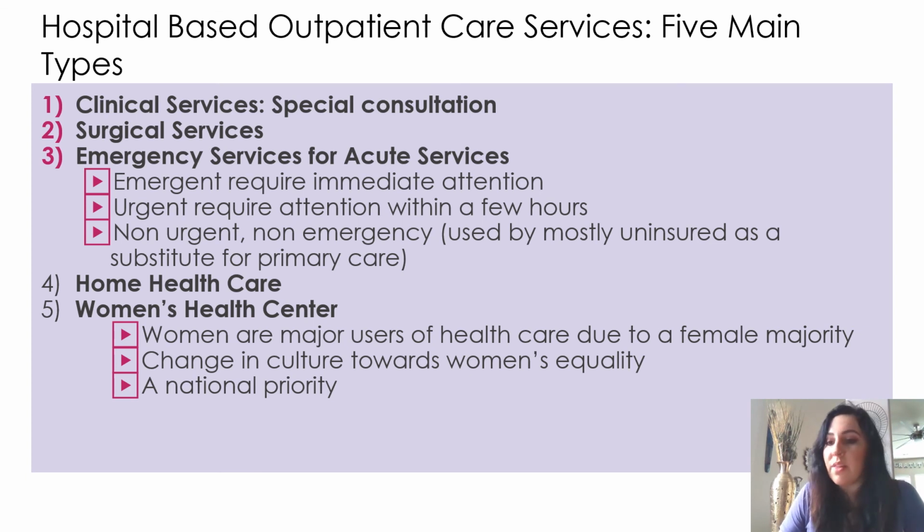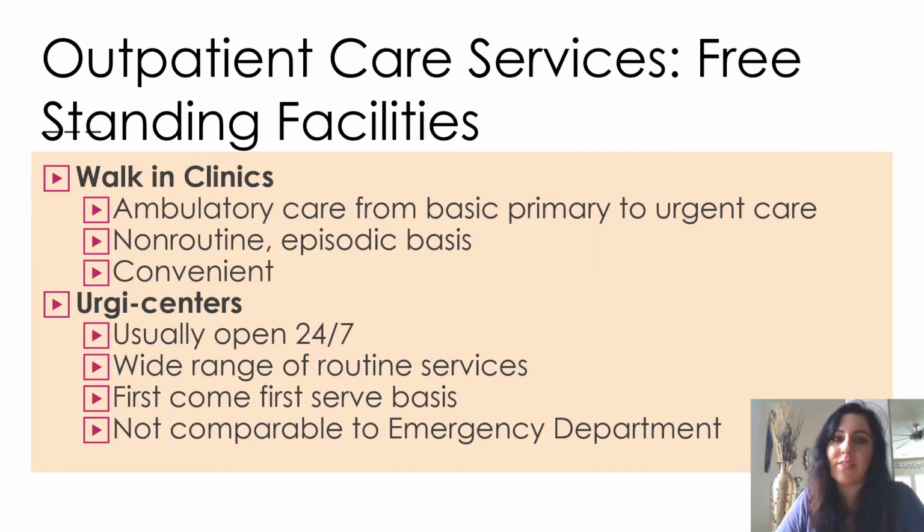Here are the 5 main types of outpatient care services. So we have clinical services, then we have surgical services, then you have emergency services for acute conditions and whatnot. Then there's home health, and then we got women's health. Okay, so these are the 5 main types of services that will be provided under outpatient care.